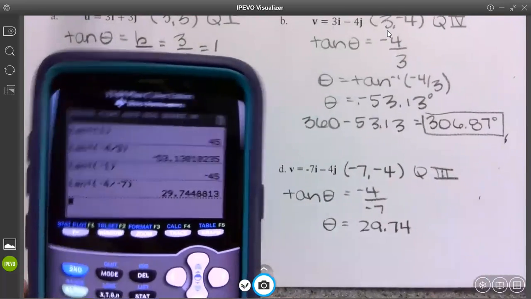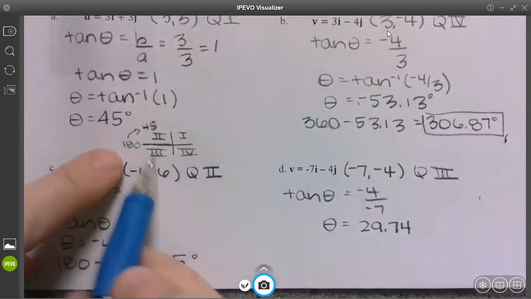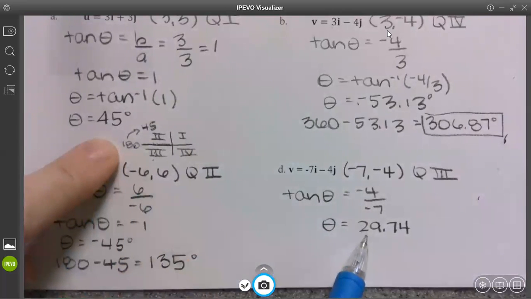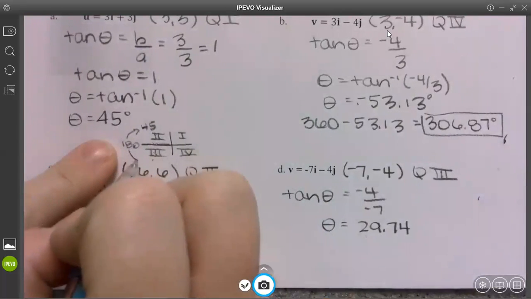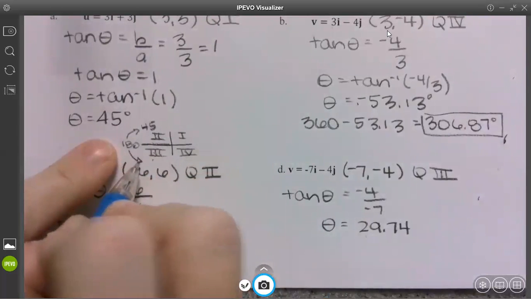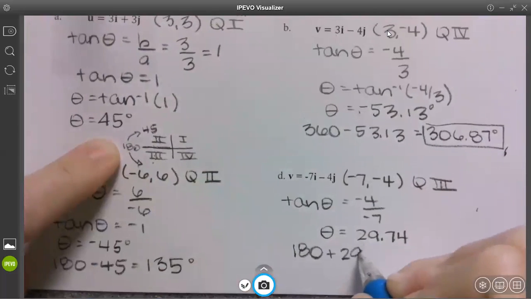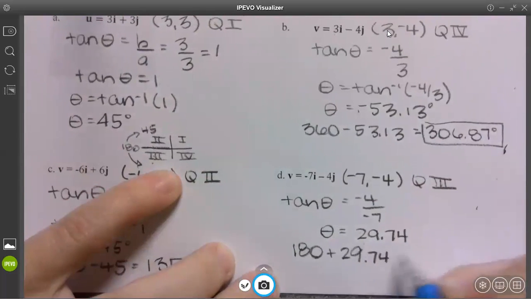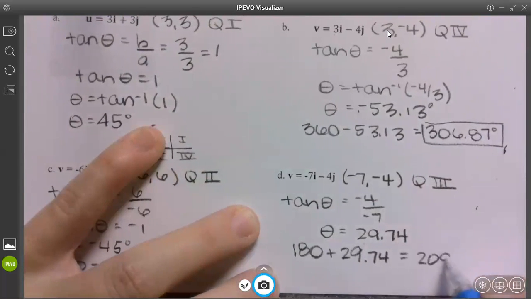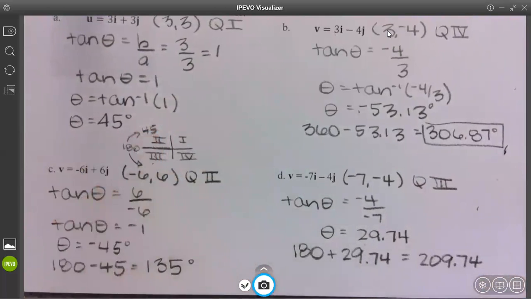So if we're in quadrant 3 and I go back here, we're talking about 180, and we have a positive 29, so we're going positive this way. So we're going to do 180 plus 29.74, which is going to give us 209.74. All right. So again, use those quadrants. You have your cheat sheets, use those. They'll probably help you out a little bit.